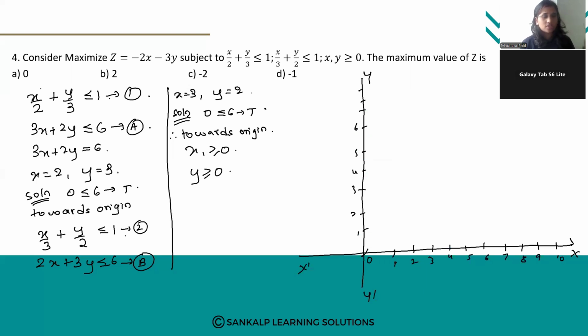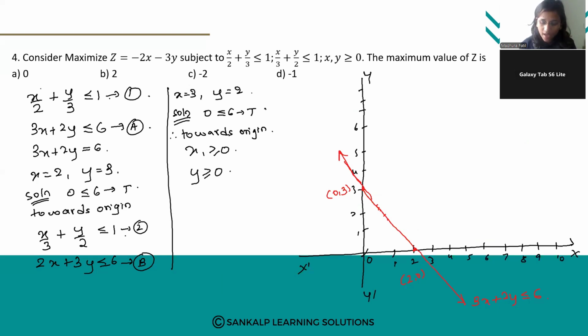The first points we have got are x as 2 and y as 3. So this is 2 comma 0 and this is 0 comma 3. This is the first straight line that you have got. We take a thick straight line because it is a slack inequality. This says 3x plus 2y is less than or equal to 6. And where was the solution of this? Towards the origin.